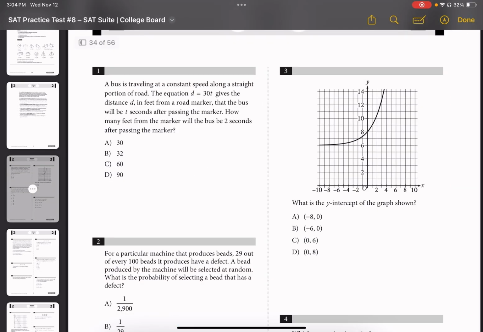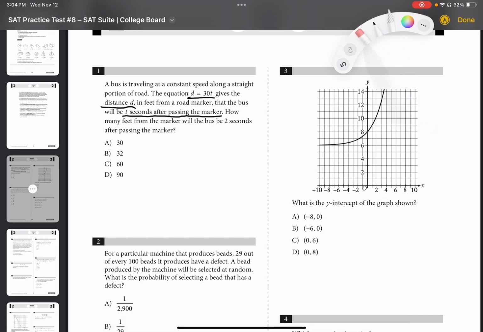Okay, starting with question 1. A bus is traveling at a constant speed along a straight portion of a road. The equation d is equal to 30t gives the distance d in feet from a road marker that the bus will be t seconds after passing the marker. How many feet from the marker will the bus be 2 seconds after passing the marker?